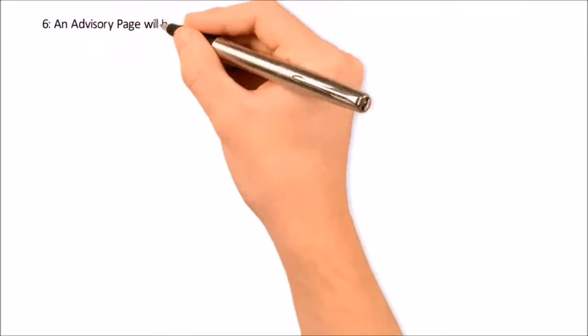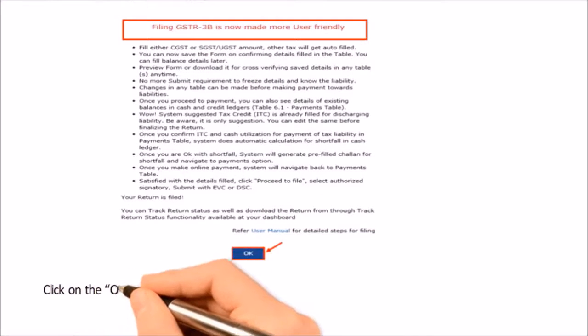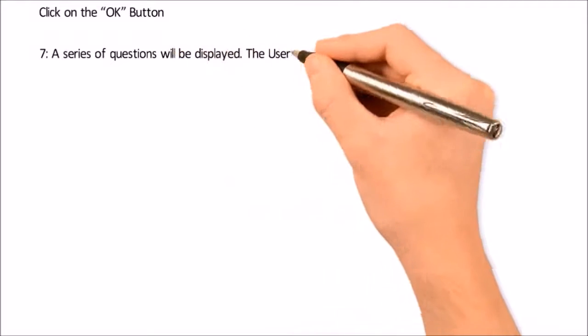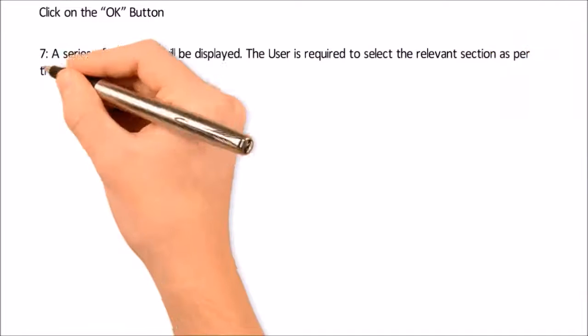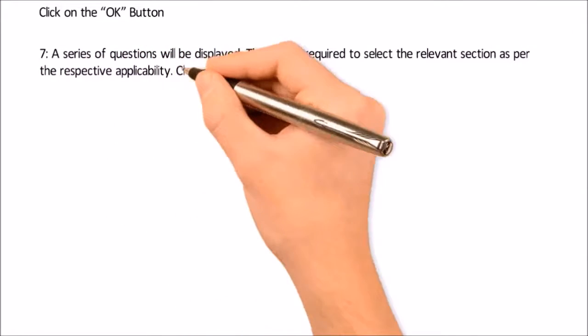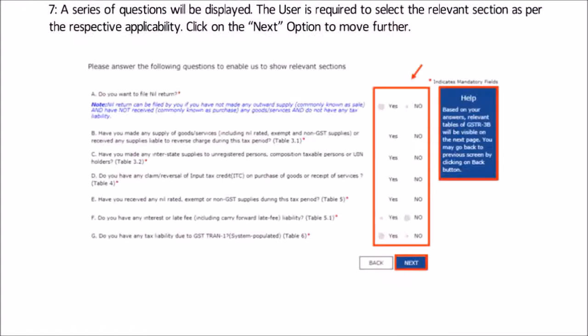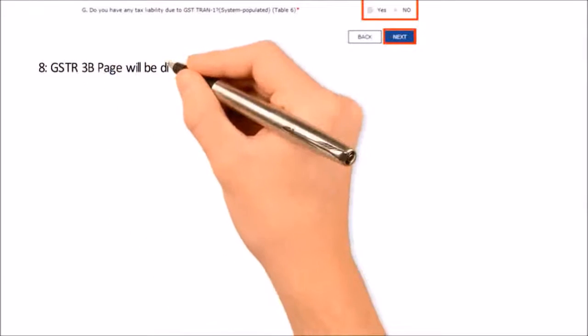6. An advisory page will be displayed. Click on the OK button. 7. A series of questions will be displayed. The user is required to select the relevant section as per the respective applicability. Click on the Next option to move further. 8. The GSTR-3B page will be displayed.